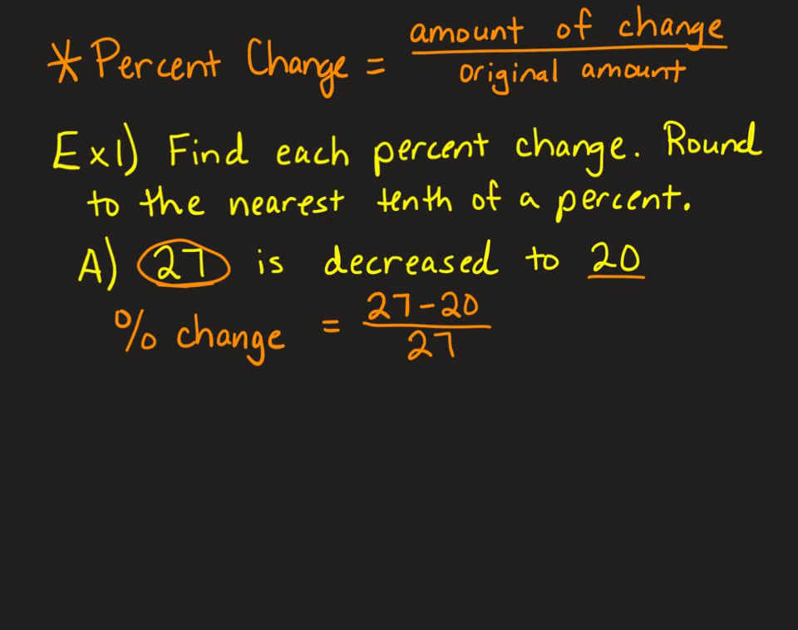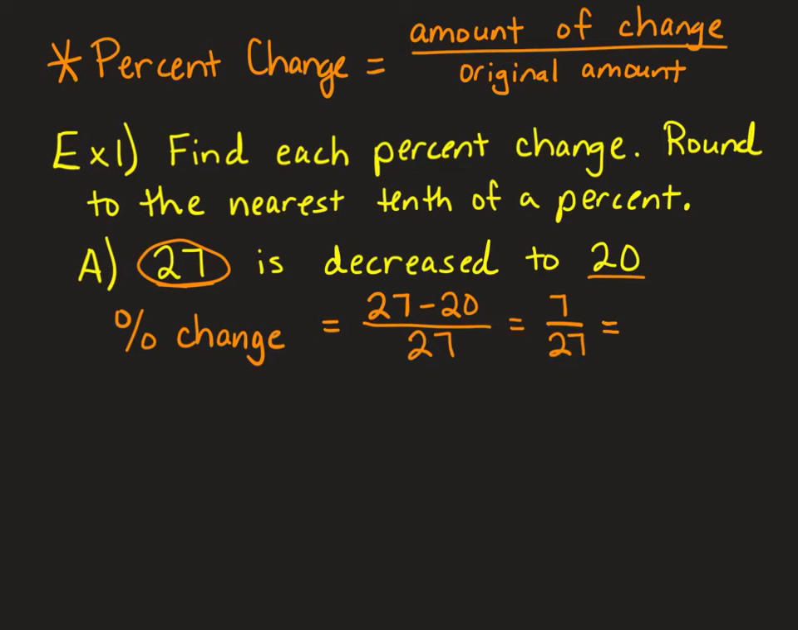So now we can simplify this. 27 minus 20 is 7, so the change was 7. That makes sense. 27 down to 20 it drops 7 over the original 27. And we end up with a fraction, and we're looking for a percent. So remember, to go from a fraction to a percent, we divide 7 divided by 27.